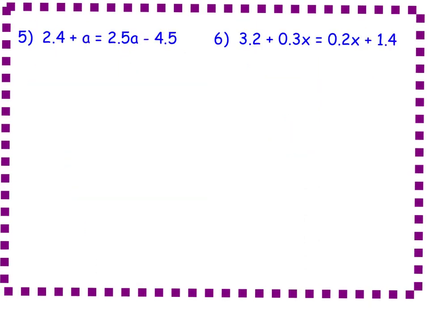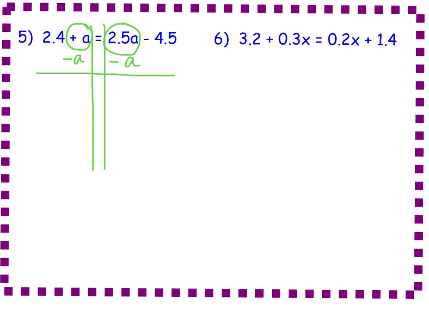Now we're going to go ahead and try a couple equations that have decimals. So let's draw our river and locate all of the terms that have variables. I have a positive a on the left and a 2.5a on the right. Now, picking the smaller of the two, 1a is smaller than 2.5a, so I'm going to choose to subtract 1a from both sides first.